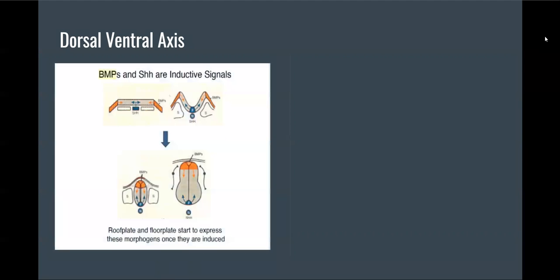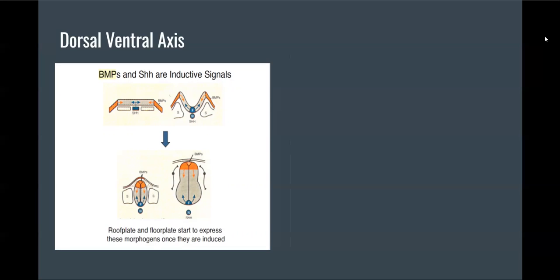In later parts of gastrulation, BMP4 specifically aids in ventralizing mesoderm, which guides the dorsal ventral axis formation of the embryo. The first step in this process involves the induction of the roof plate and floor plate, which then start to express BMP4 and sonic hedgehog morphogens. Then, BMP4 and sonic hedgehog begin to act as inductive signals to each other, which means the two morphogens influence the developmental phase of the other.